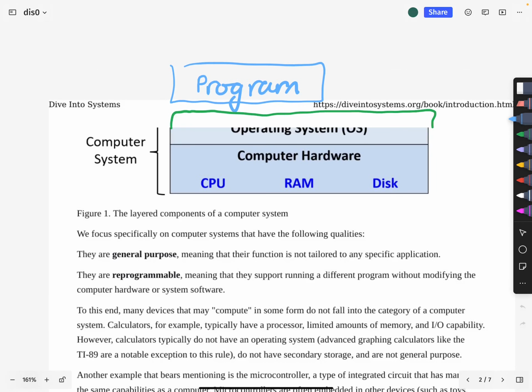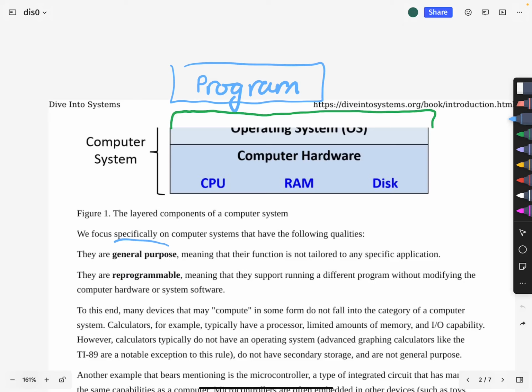So basically what it's showing you is that there's this program at the highest level, but in between is the operating system. The operating system is in basically direct communication with the hardware. And the hardware roughly has this breakdown of CPU, RAM, and disk. Okay, so there's that.